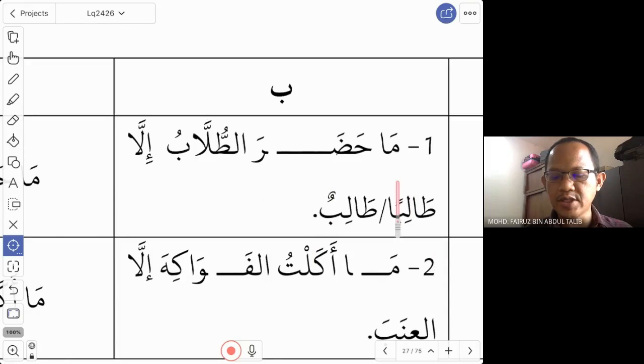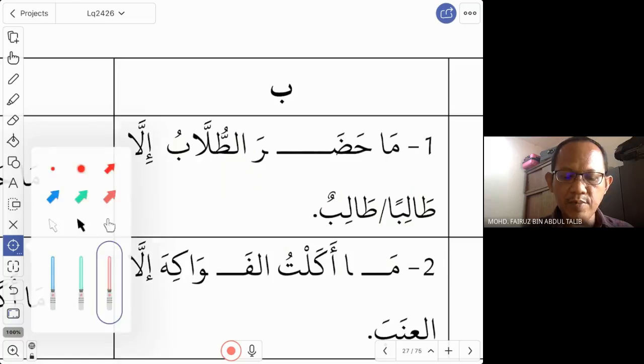This is the one that you want to exclude. Exclude from which word? This is excluded from tulab. So this is what we call the mustasna minhu. So the two conditions are fulfilled. Then, if the two conditions are fulfilled, the word mustasna, you have two options. First, of course, you make it mansub. This is similar to the first jumlah, taliban. Or you can also follow. In the lesson they said we follow the mustasna minhu in terms of its i'rab.